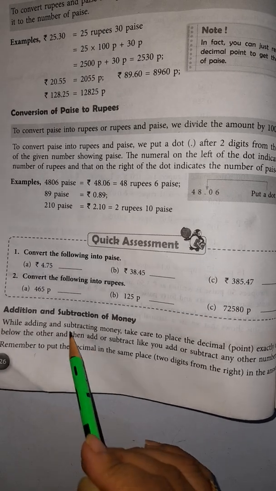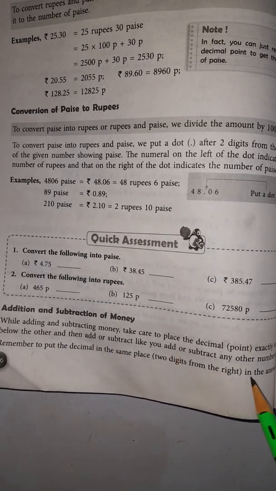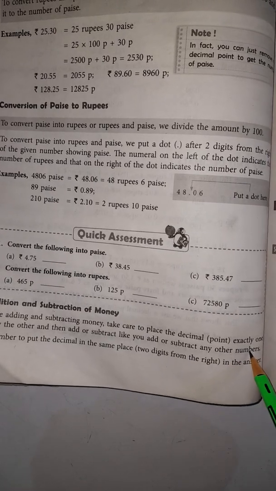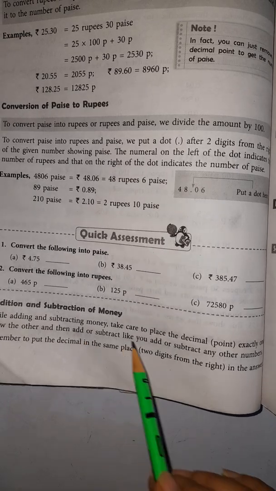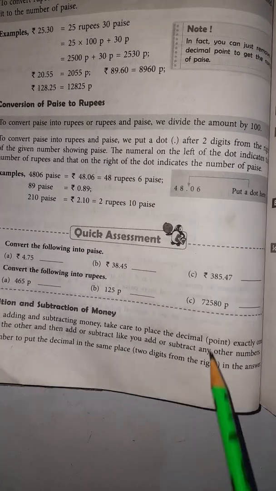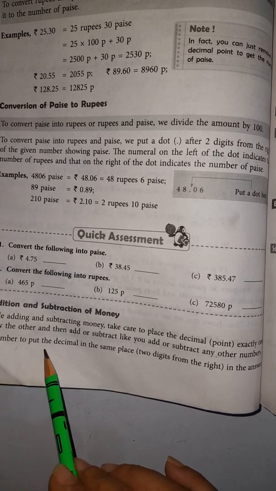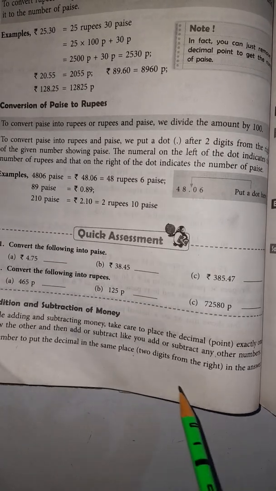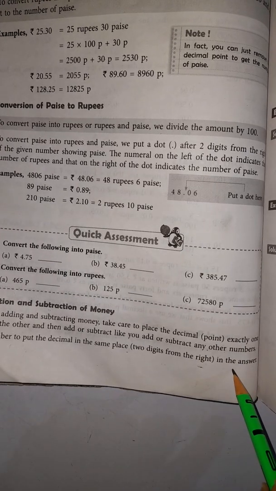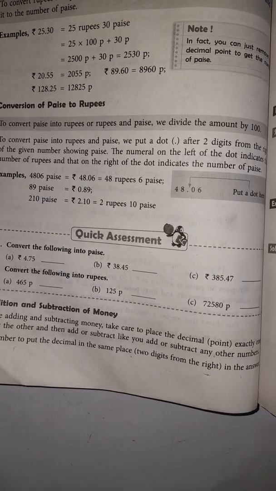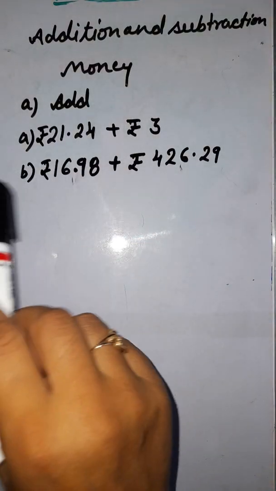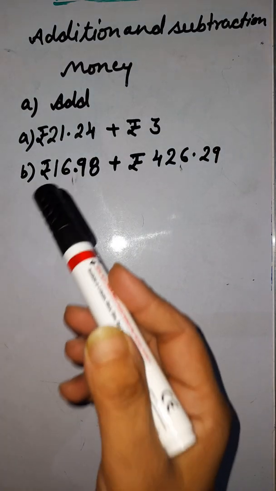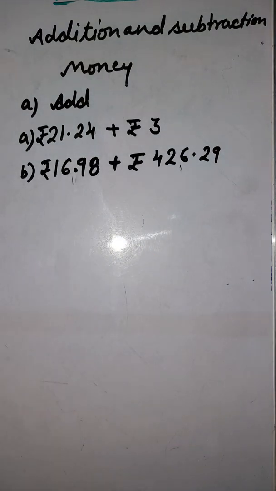Okay, while adding and subtracting money, take care to place the decimal point exactly one below the other, and then add or subtract like you add or subtract any other numbers. Remember to put the decimal in the same place, 2 digits from the right in the answer. Okay, let's take some examples. So here we have some examples of addition. Okay, so number A, we'll solve the addition stepwise.